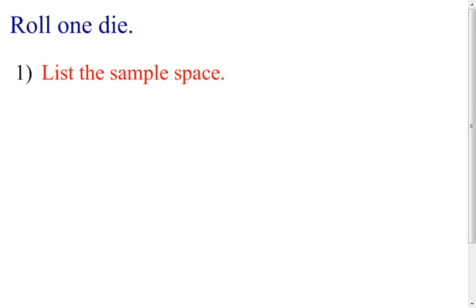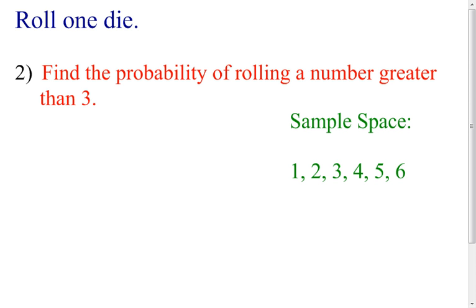First of all, if I ask you to just roll one die, one standard six-sided die, that's it. And if I asked you to list the sample space, it would be to list all of the things that could possibly happen. So if you're going to roll one standard die, you could get, of course, a 1, a 2, a 3, a 4, a 5, or a 6. That would be your sample space. Those are all the things that could happen, all of your outcomes. All right, so now from that, we're going to answer some questions.